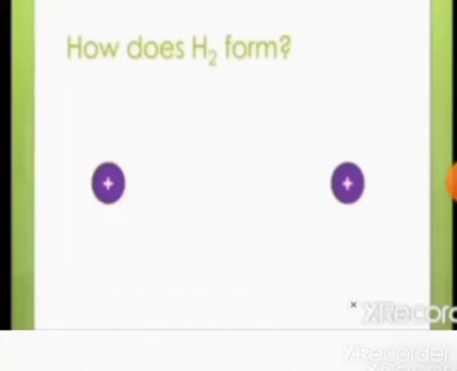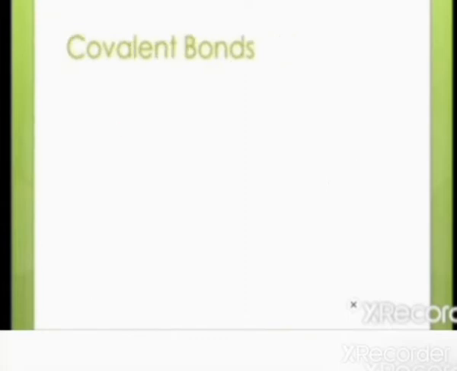Now let's have a look at hydrogen. The nuclei of the hydrogen atoms repel each other, but they are attracted to the electrons. So these electrons are shared between the two nuclei, keeping hydrogen together as a diatomic molecule.